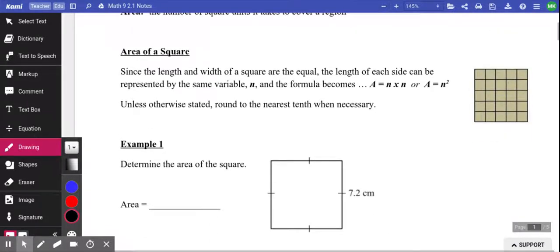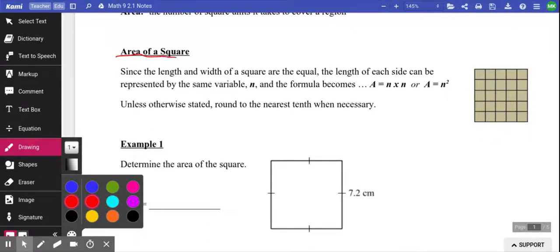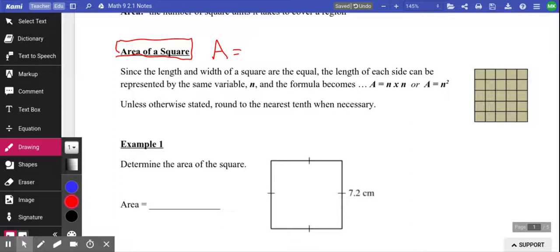The first one we're going to start off with is the area of a square. We've already done this, so it's a nice straightforward one. The area of a square is equal to its sides times each other. I like to just say area of a square equals length, which I do as a cursive L, times width.